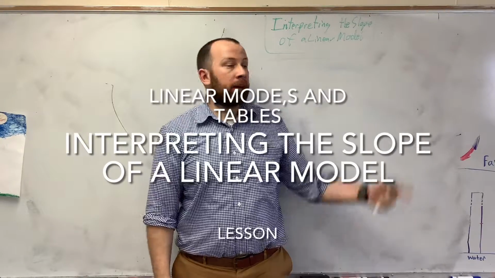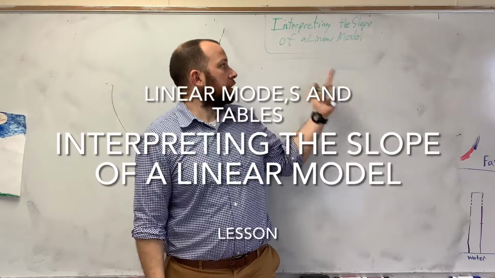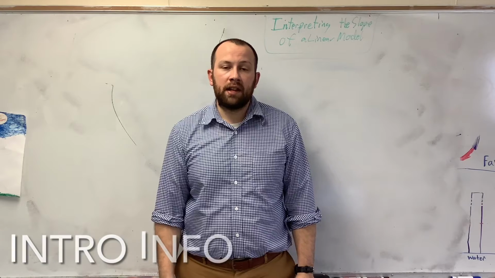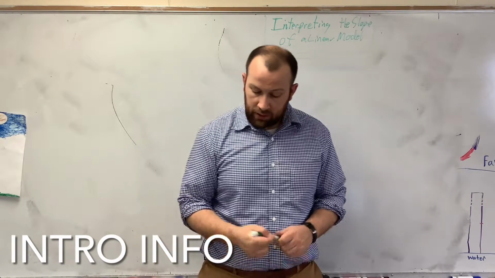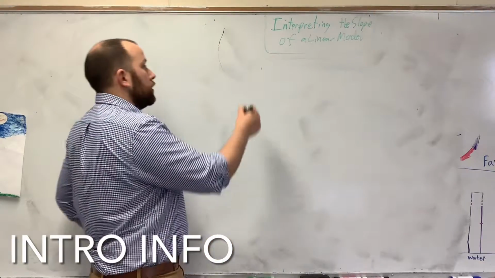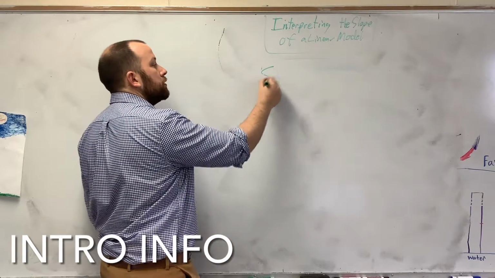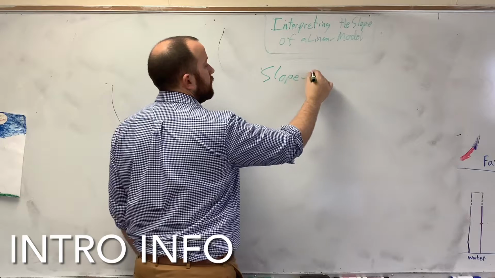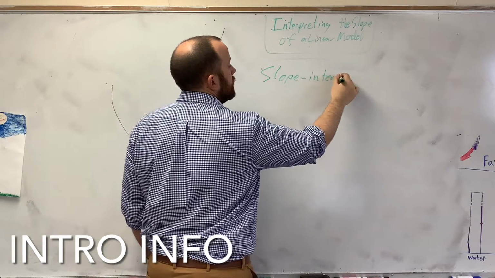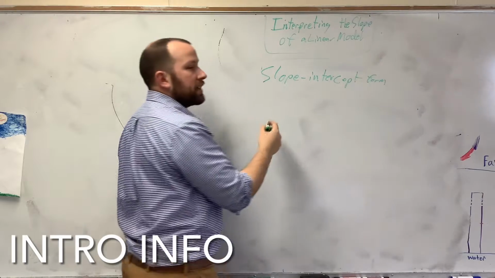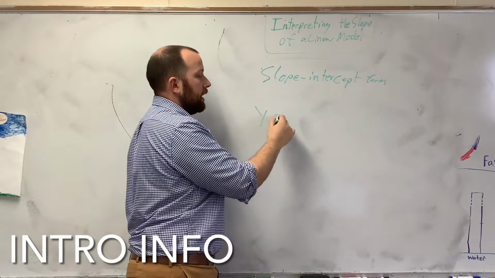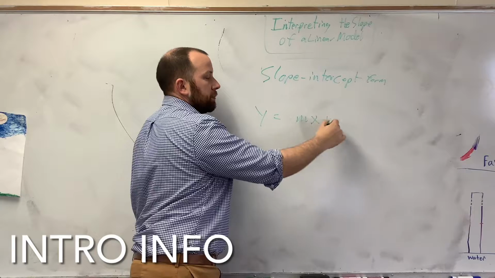Hello, today we're going to talk about interpreting the slope of a linear model. A linear model is a function that when you graph it is basically a straight line. So when you do a linear model, you're using the slope-intercept form, which gives you exactly what it says. So y equals mx plus b.